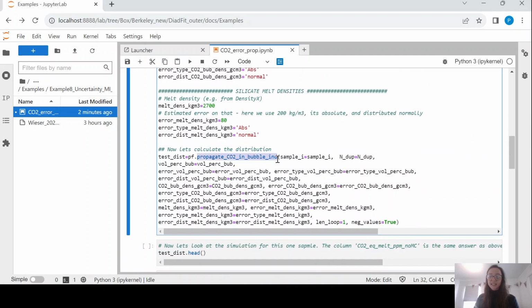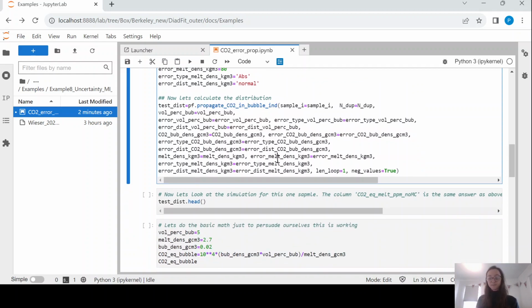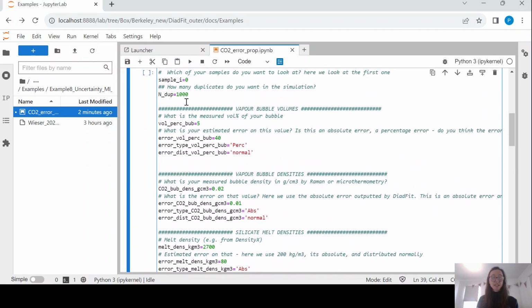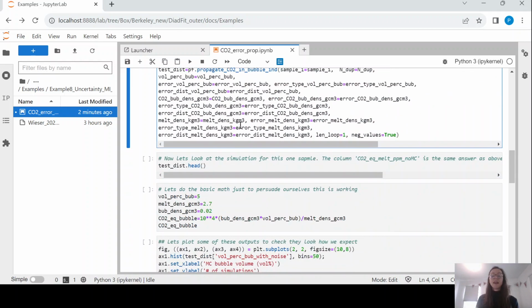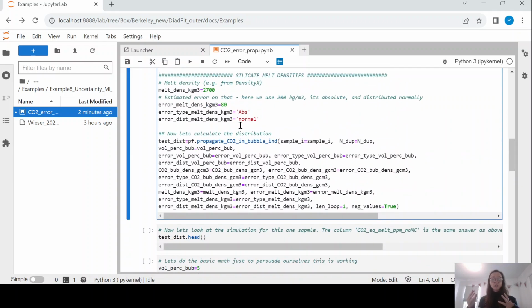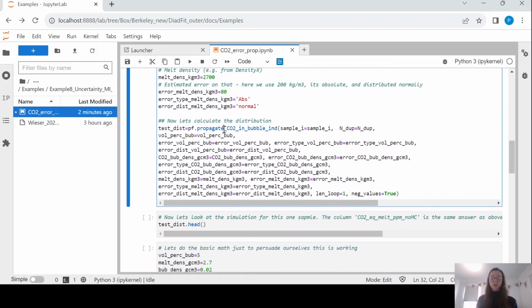So now we feed it into this function. What this function does is for each input variable, it makes a distribution which is centered on your preferred value. It has a standard deviation or a spread, depending on whether you've put a normal or a uniform uncertainty, defined by the error parameters that you've given it. And then it basically multiplies those different distributions together. In this case, we've asked it to make 1,000 duplicates. And that gives you an error distribution for your resulting CO2 content.